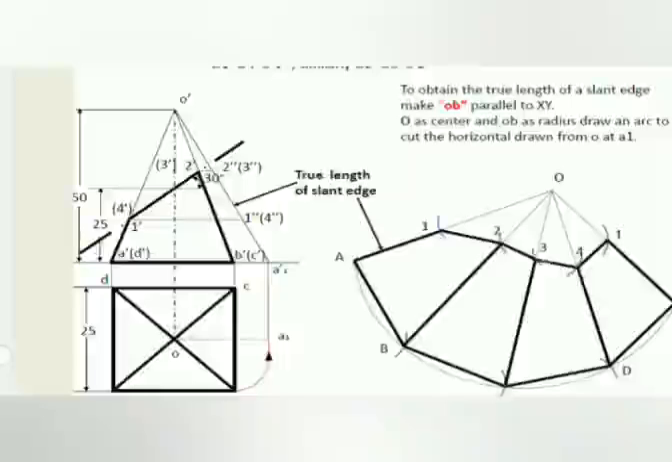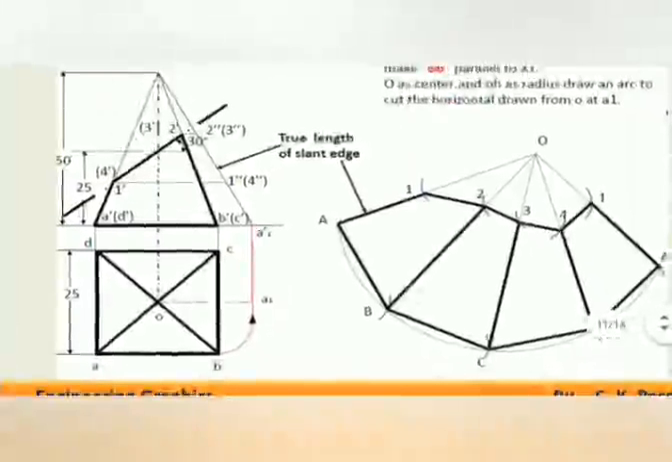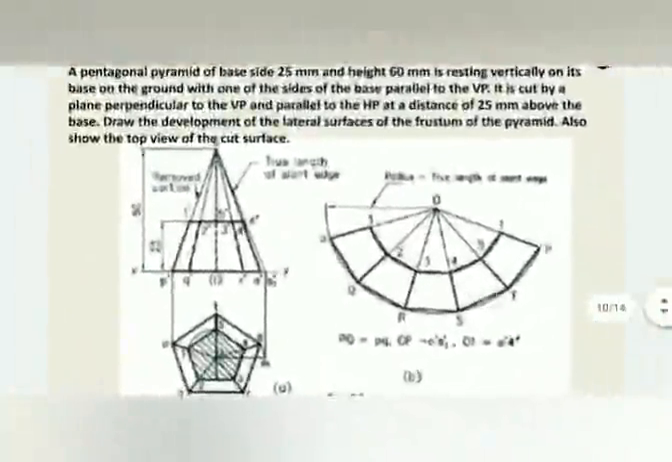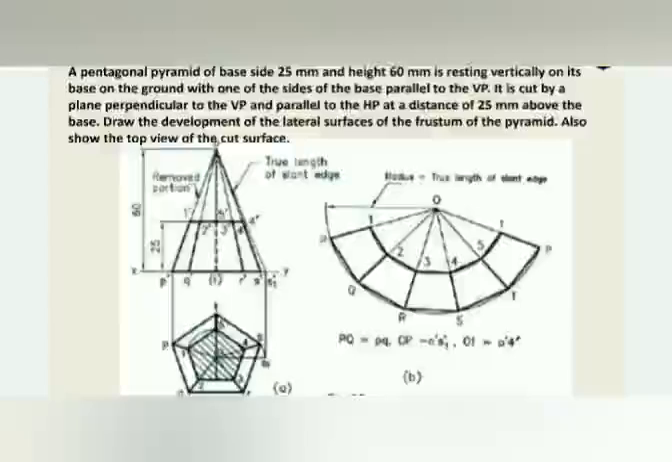We get the development of the truncated pyramid. Likewise, this is another example: a pentagonal pyramid of base side 25 millimeter and height 60 millimeter is resting vertically on its base on the ground with one of the base edges parallel to the VP.